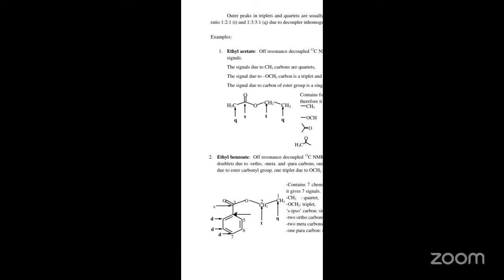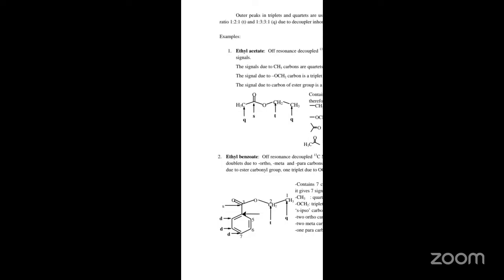And this particular ester carbonyl appears as a singlet here. And this particular CH2 appears as a triplet, and CH3 appears as a quartet here. And the aromatic ring CH appears as a doublet because the aromatic benzene carbons are attached with one proton here.